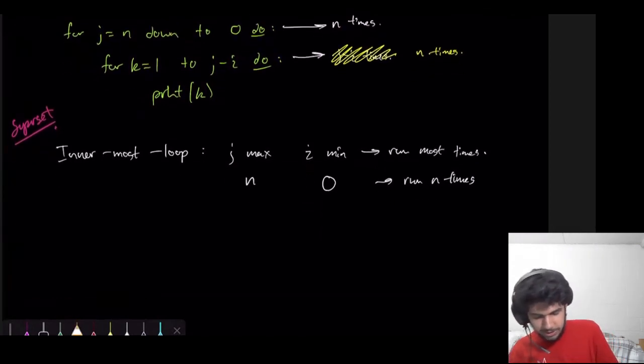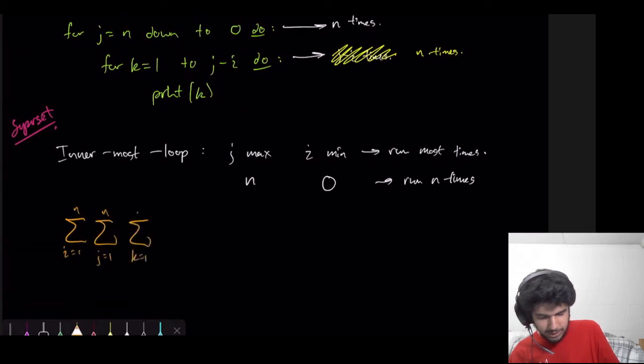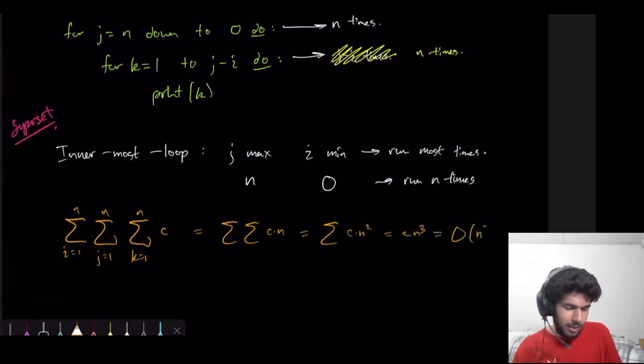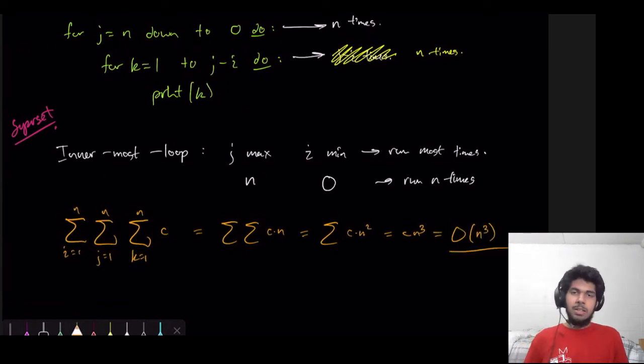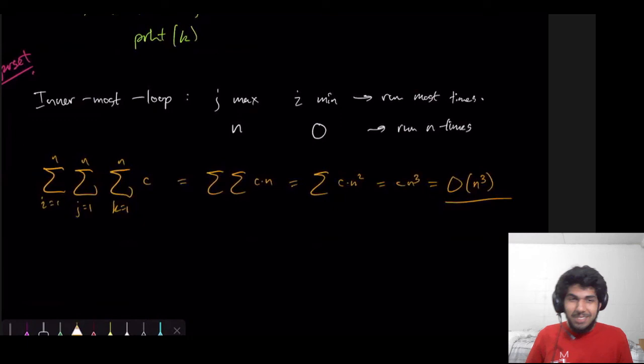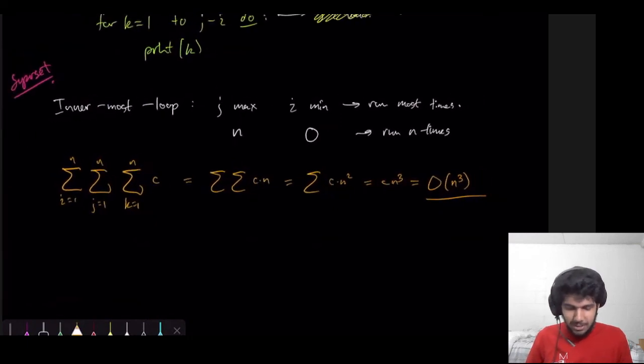And then if we use the direct sum method, we'll get I equals 1 to n, j equals 1 to n, k equals 1 to n of some constant c. So that'll just be equal to c times n squared, c times n cubed, and that is big O of n cubed. And notice how we're using big O here appropriately, because we found an upper bound for the code.